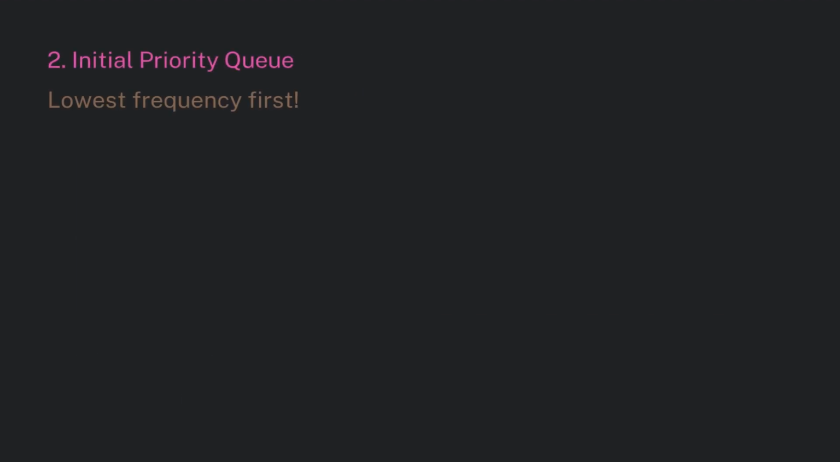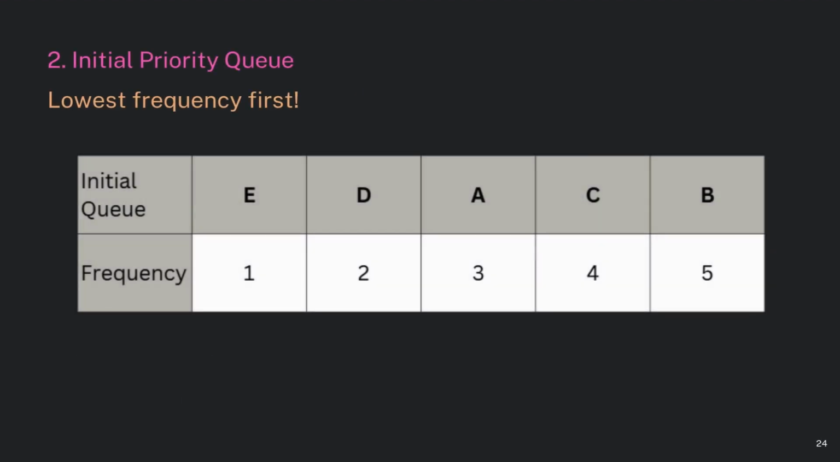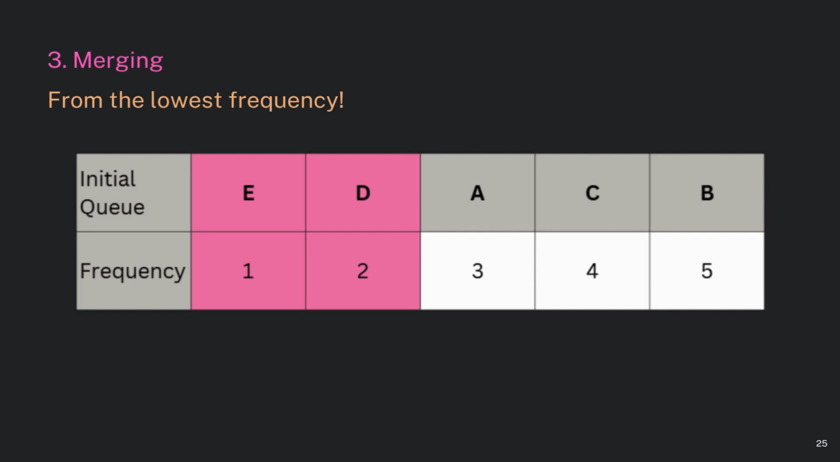After I created my dictionary containing the frequencies of all characters, I insert all characters sorted by frequency in my priority queue in a way that the lowest one is going to be the first one. Then I start picking the first two items in my queue. In this case, we have E and D.